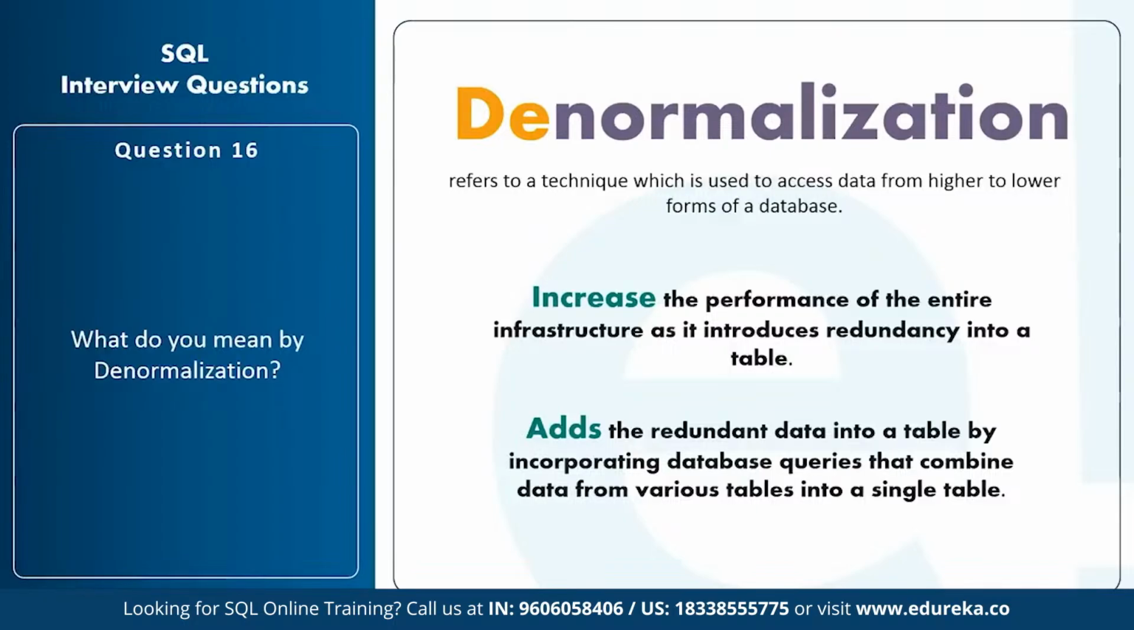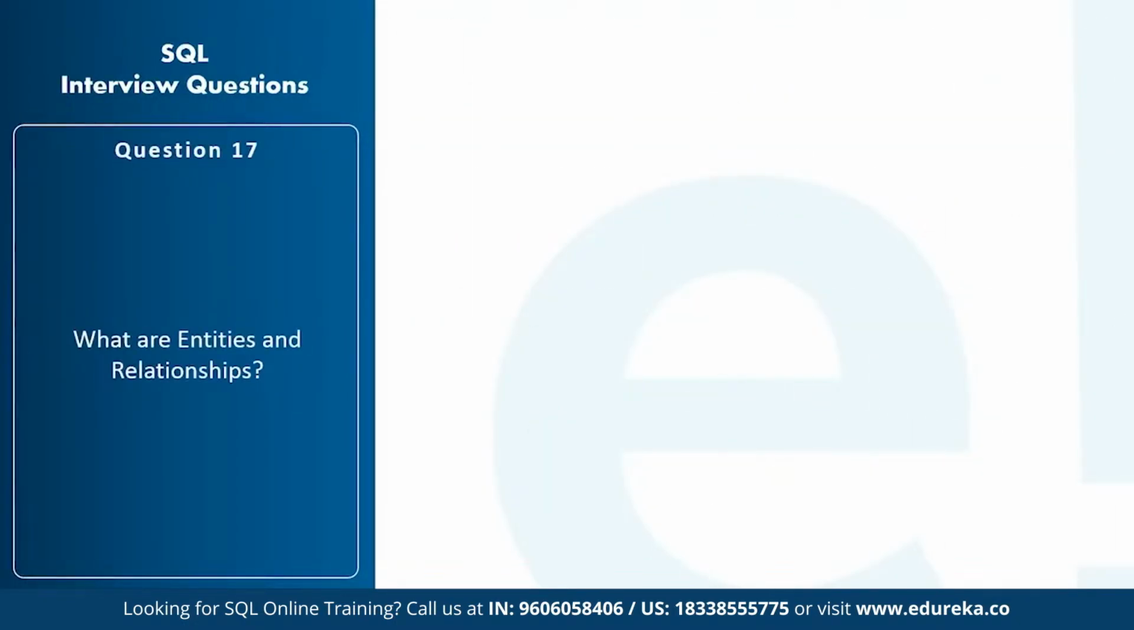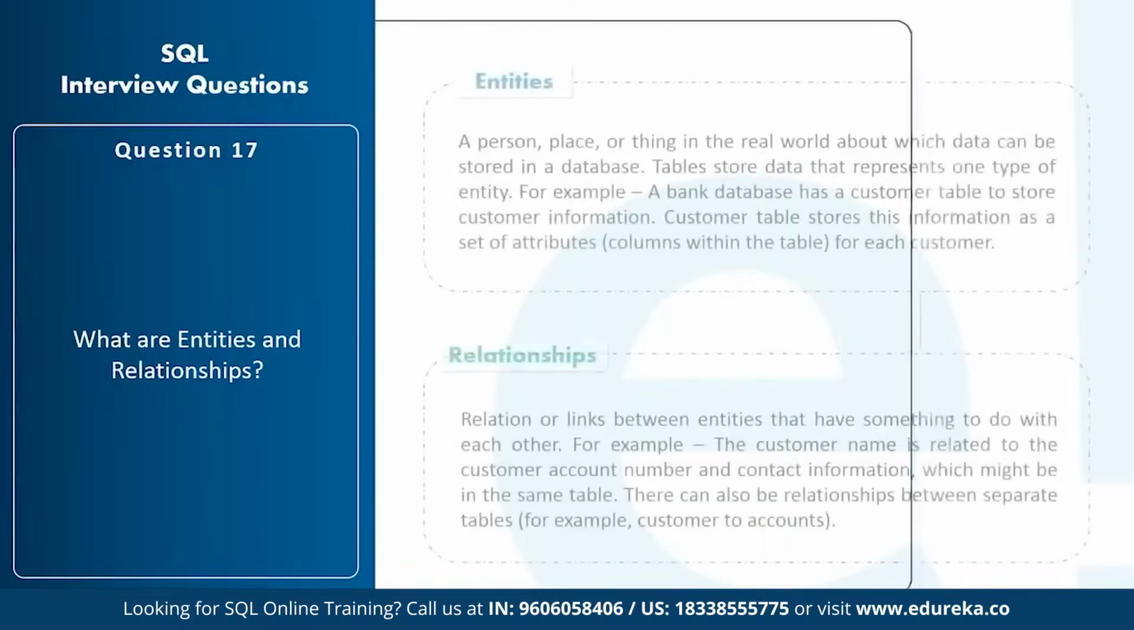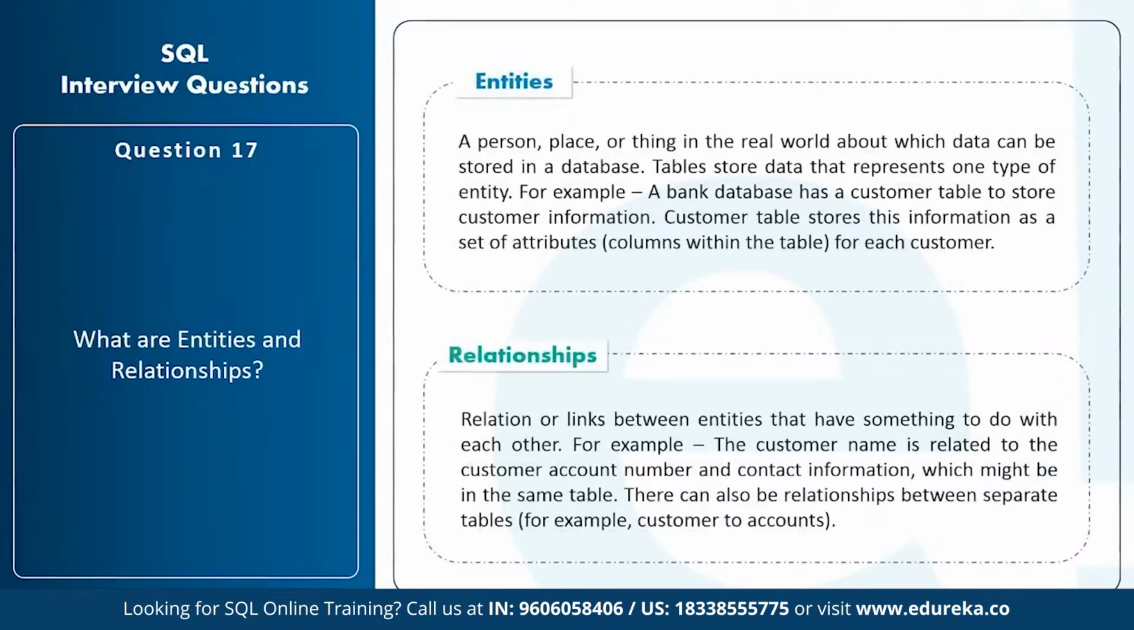So I hope I'm clear with this point. Now moving forward to the next question, that is, what are the entities and relationships? Let me first explain what entities are. Entities can be anything like a person, place, or thing in the real world about which data can be stored in a database. So tables store data that represent one type of entity.